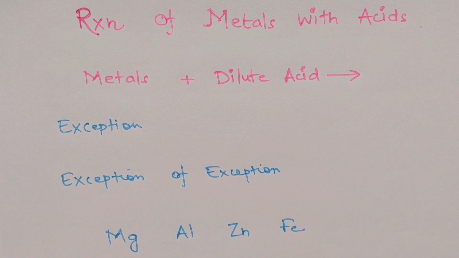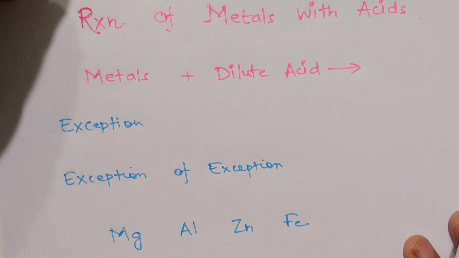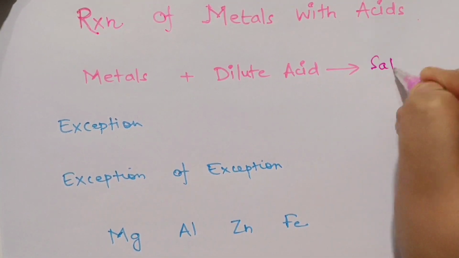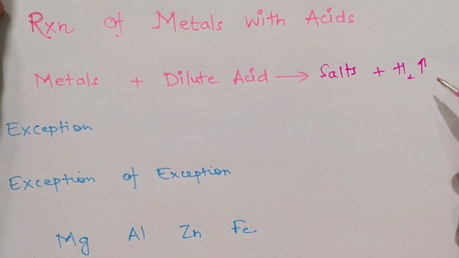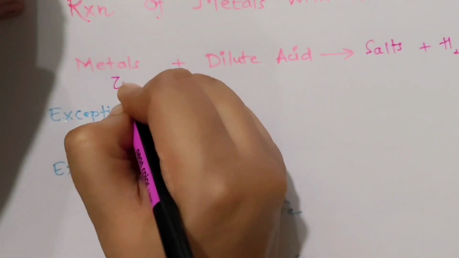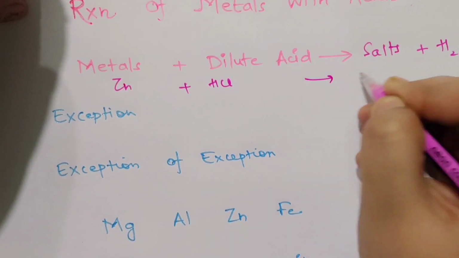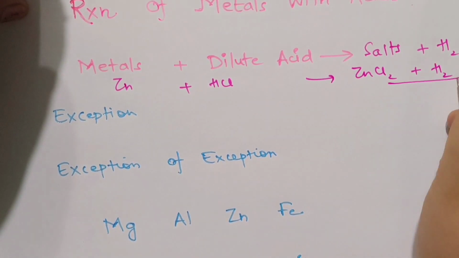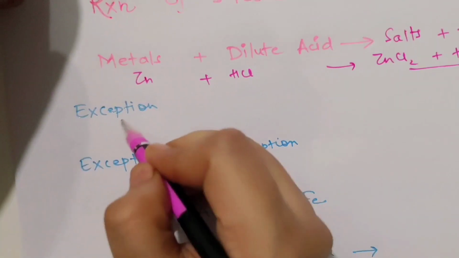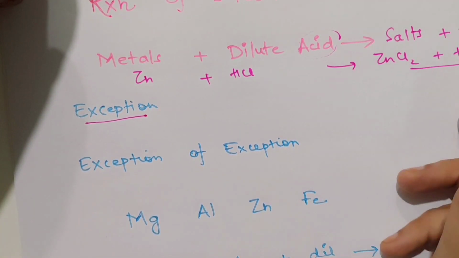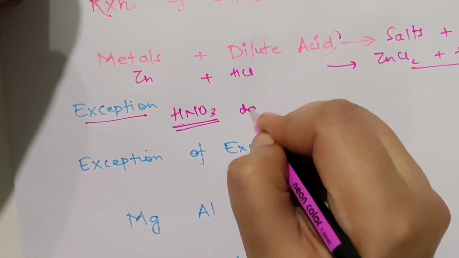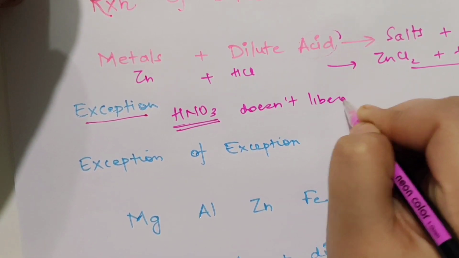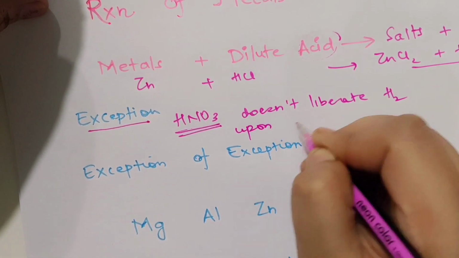Okay. Next up is reaction of metals with acids. Metals, upon reaction with dilute acids, form salts and hydrogen gas. Hydrogen gas again makes a pop sound with a burning candle. Let's take an example: zinc plus HCl gives you zinc chloride plus hydrogen gas. Exception: not all acids give hydrogen gas with metals. HNO3 does not liberate hydrogen gas upon reaction with metals.